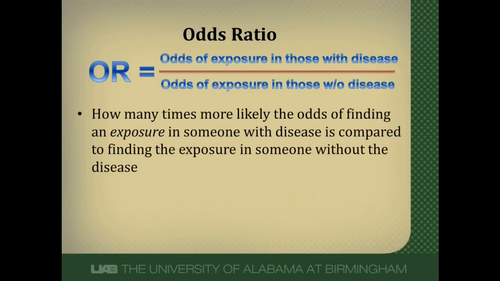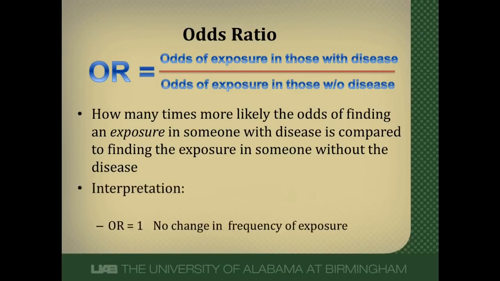But often physicians interpret it in the same way, which isn't technically correct. And an odds ratio is how many times more likely are the odds of finding an exposure in someone with disease compared to finding that exposure in someone without disease. And an odds ratio of 1 means there's no change in the frequency of exposure because the numerator and denominator are the same.